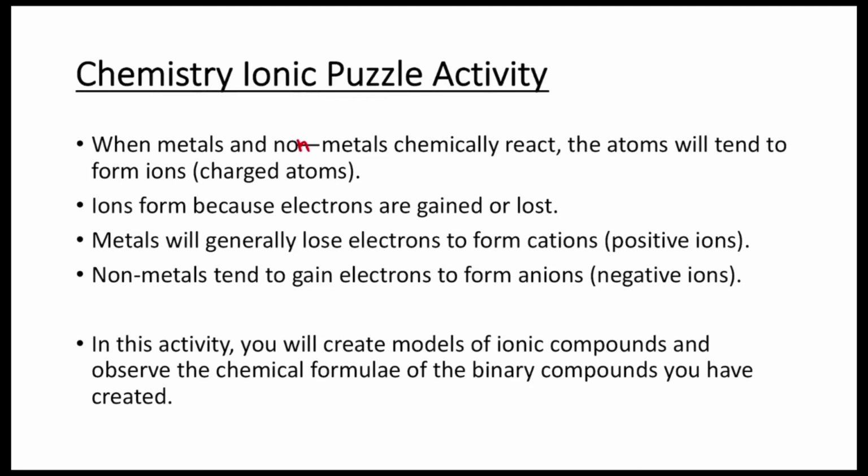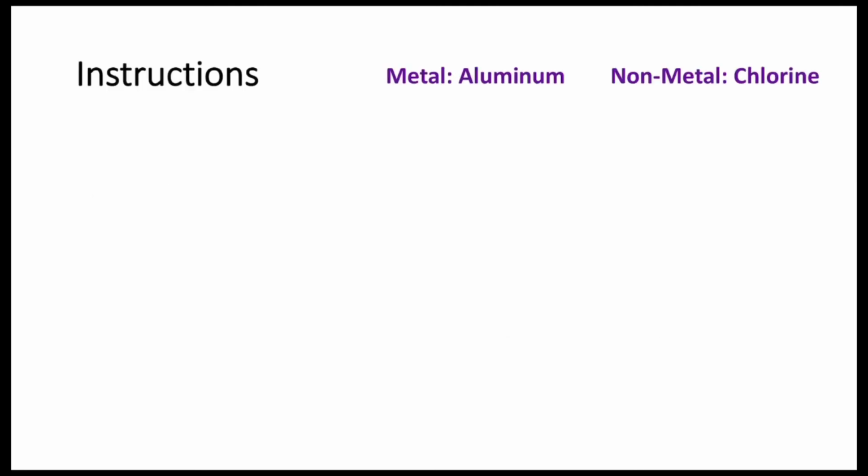Metals will generally lose their electrons to form cations, positive ions. Non-metals will tend to gain electrons to form anions, which are negative ions. In this activity, you will create models for ionic compounds and observe chemical formula of binary compounds, which just means simple ionic compounds. So, instruction, and I've provided you with an example that will look like the puzzle that you're going to be working with.